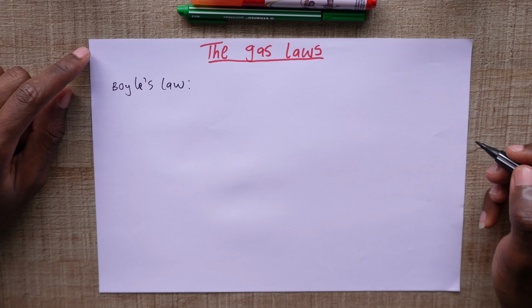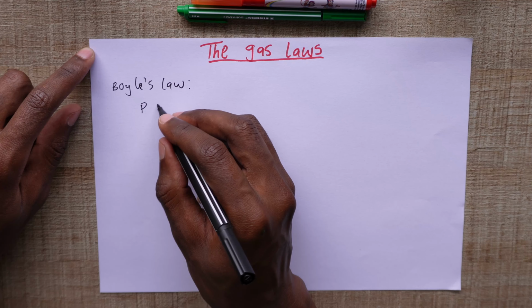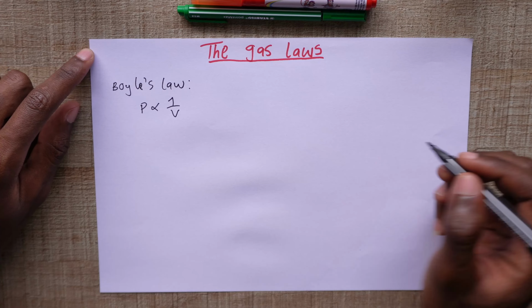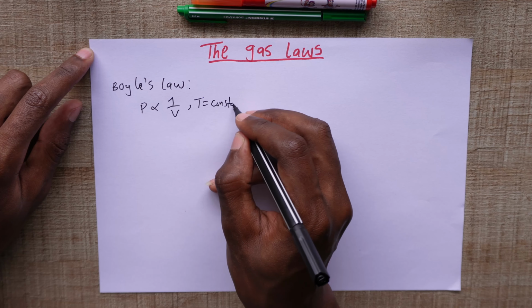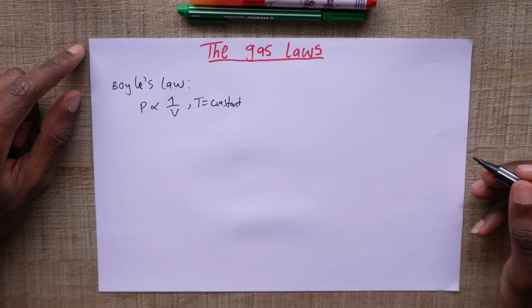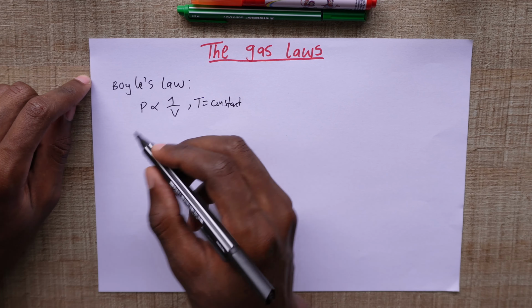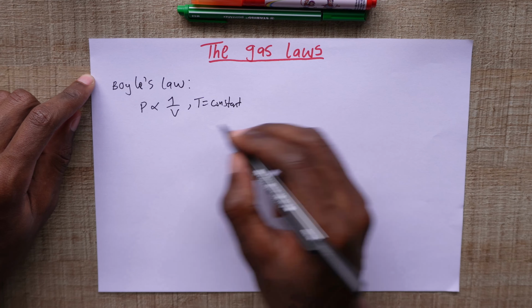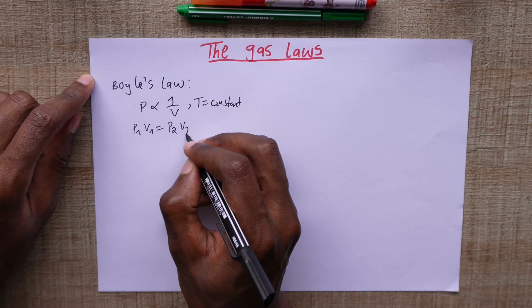This law tells us that the pressure of a gas is inversely proportional to the volume, provided that the temperature remains constant. In other words, if you have a gas at two different pressures and volumes, then they should satisfy the relation P1 V1 equals P2 V2.